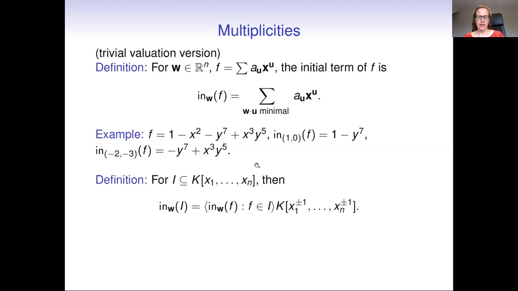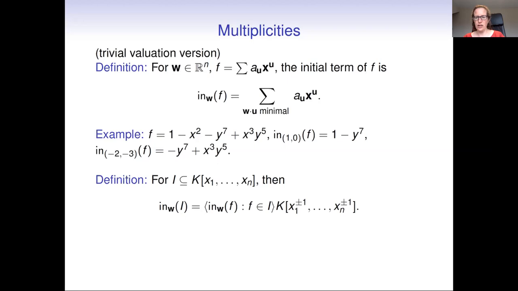Okay, let's do another example on this one. If I take w to be (-2, -3), then again we have to think about the weights. The weights are going to be 0, minus 4, minus 21, then minus 6, minus 15 is also minus 21. So the minimum of w·u is minus 21. And that's achieved at minus y^7 plus x^3 y^5. Okay, so those are two examples of the initial terms.